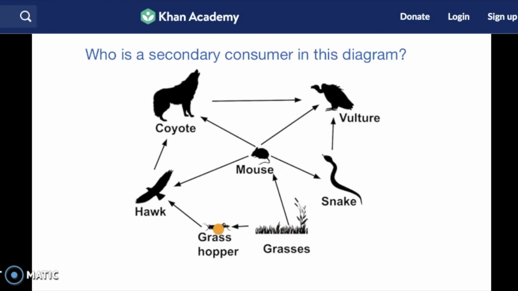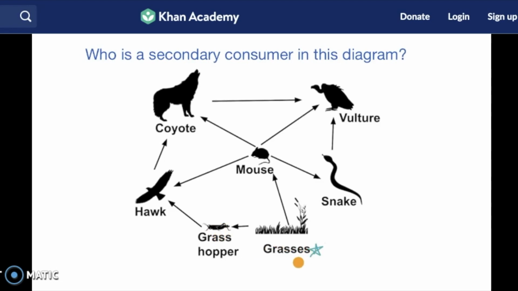Similarly, the grasshopper eats the grasses. And then we have these arrows from the mouse to the coyote, the hawk, the snake, the vulture. That means that all of these characters may eat the mouse. Likewise, a hawk eats a grasshopper. So now that we understand this diagram, let's label where these various folks fit in the food chain.